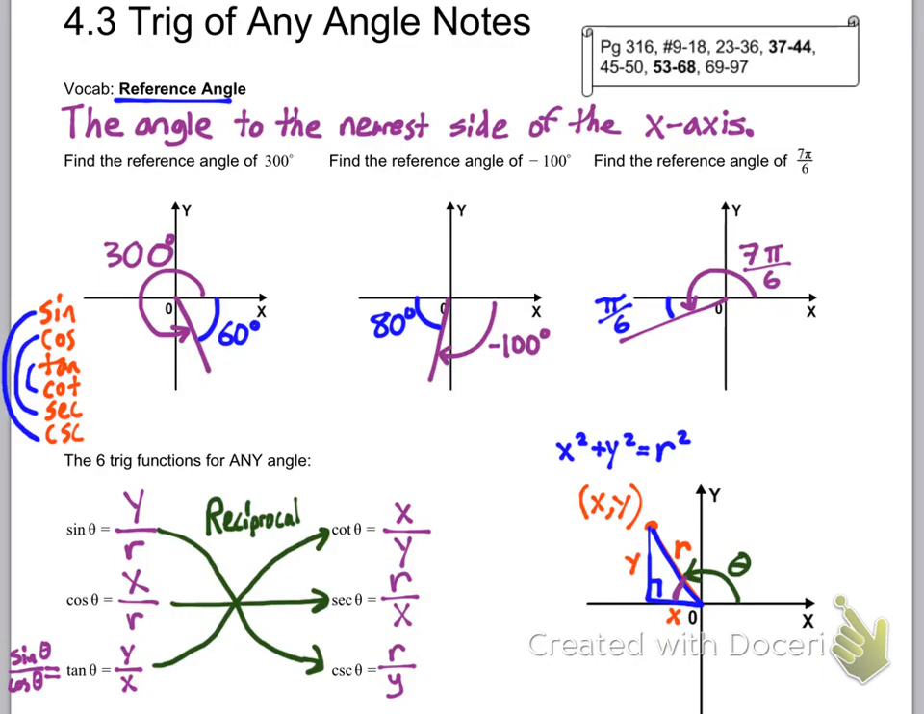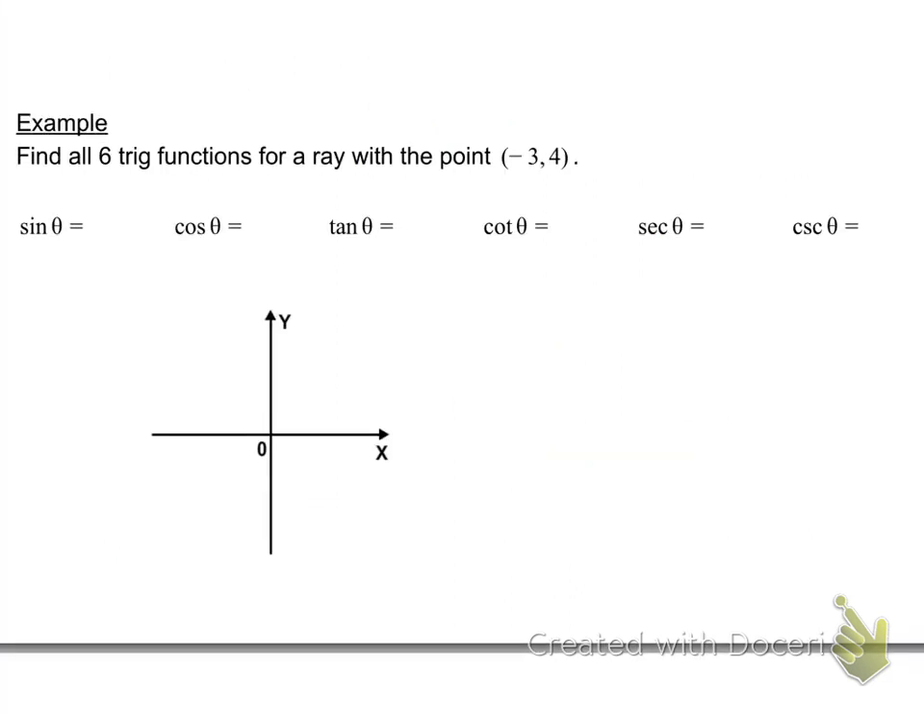All right, so those are our definitions. Let's get to it and start doing this on an actual problem. Find all 6 trig functions for a ray with the point -3, 4. That blue line there, that's our ray, and this is our theta, okay? Our point is -3, 4.